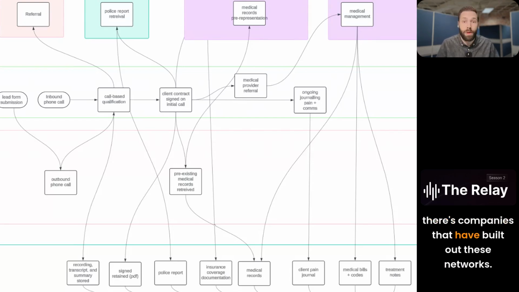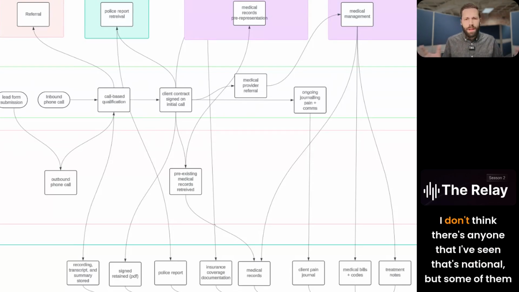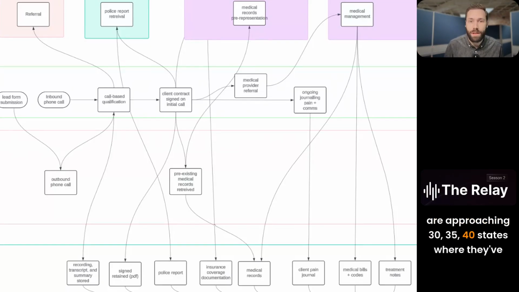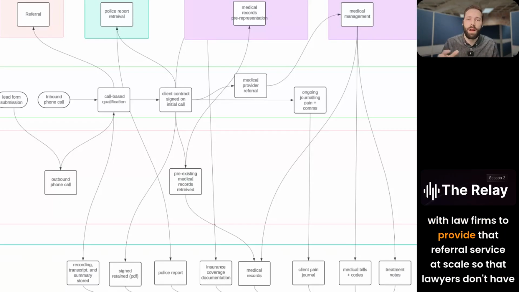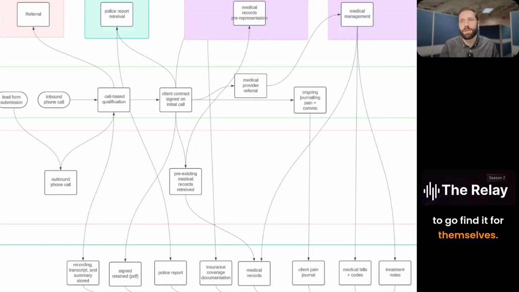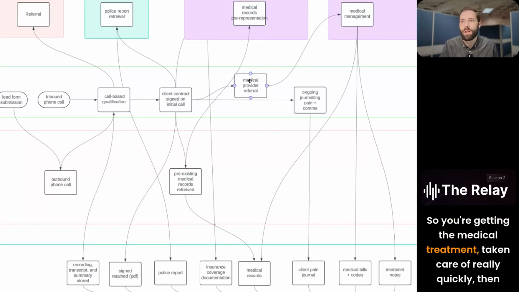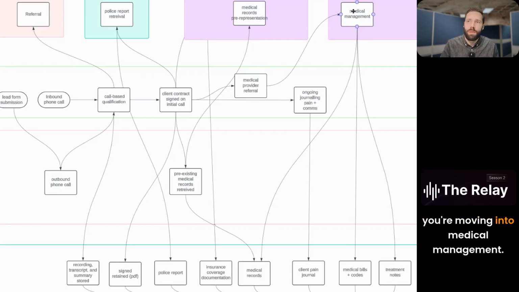There's companies that have built out these networks. I don't think there's anyone that I've seen that's national, but some of them are approaching 30, 35, 40 states where they've got a network of these medical providers, and their goal is to go and partner with law firms to provide that referral service at scale so that lawyers don't have to go find it for themselves. So you're getting the medical treatment taken care of really quickly, then you're moving into medical management.